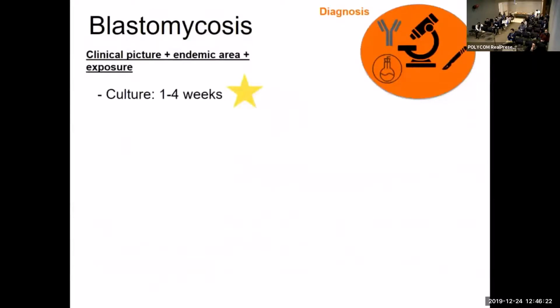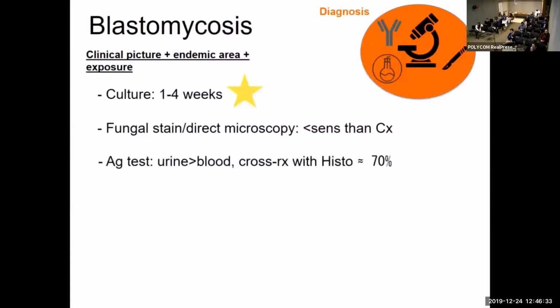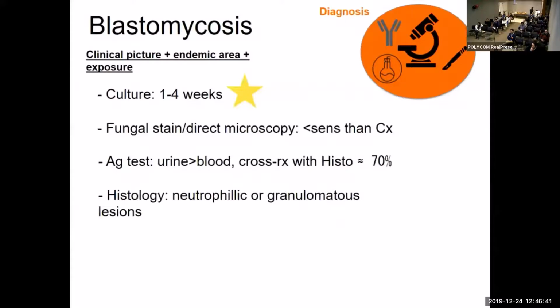The good thing about blastomycosis is within 1 week, you can get something in the culture. The fungal stain is less sensitive than the culture, so we usually don't do that. The antigen test is better in the urine, but there is a 70% cross reaction. Histology-wise, it usually gives you granulomatous lesions. Antibodies for this disease are not useful, and we don't actually have it in our hospital. And the beta-glucan is totally useless. This fungus doesn't have any beta-glucan in its wall.